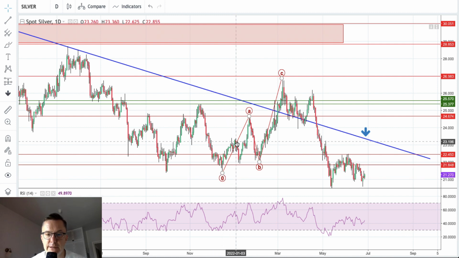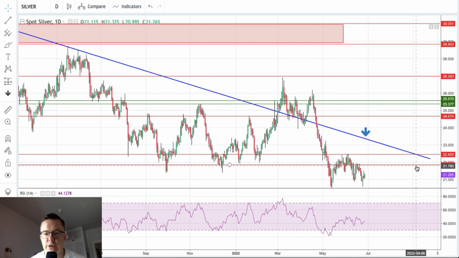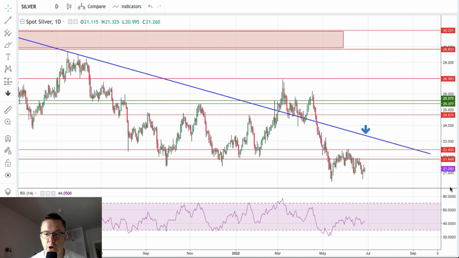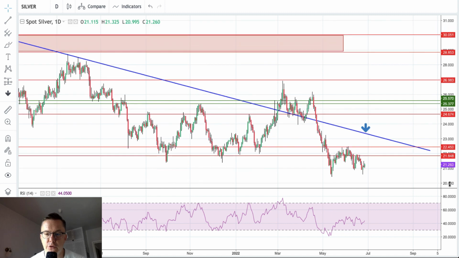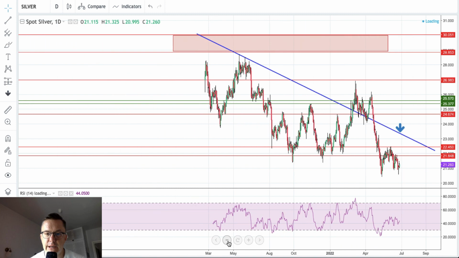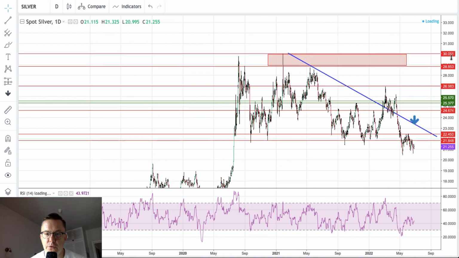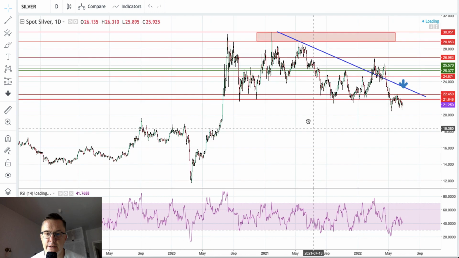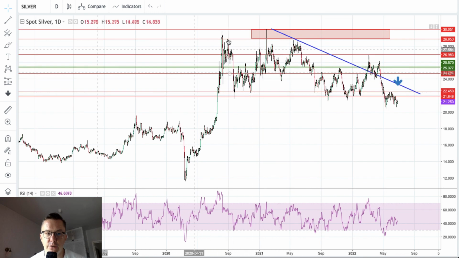So the ABC pattern is gone. This is done. This is done. The blue long-term trend line is still the key trend line here on this daily time frame chart, and we should expect this market to go lower towards the level of 20 or even lower, because from the bigger point of view, this is still a chart that looks very weak.